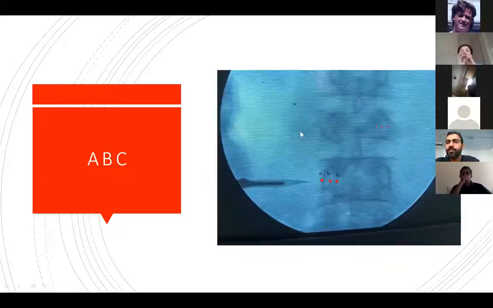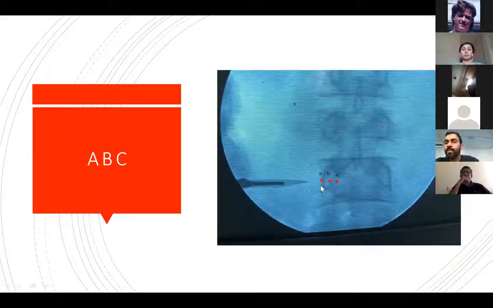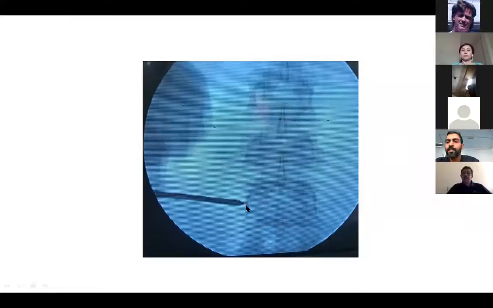Now this slide is very important. You can appreciate the AP view of the spine, and these three red dotted points are important, the A, B and C points. The A point is the lateral edge of the pedicle, the B point is the middle of the pedicle, whereas the C point is the medial edge of the pedicle. We have to start at the A point, which is the lateral end of the pedicle.